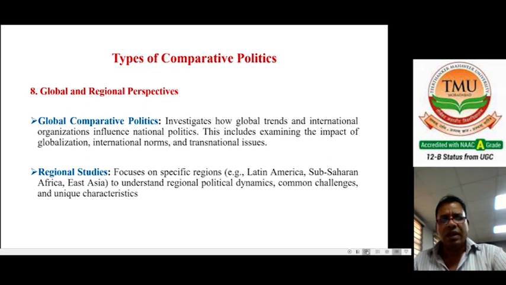So these are the global challenges before us, and we try to investigate how global trends and international organizations influence national politics. These include examining the impacts of globalization, international norms, and transnational issues. That is a very important part of the types of comparative politics.